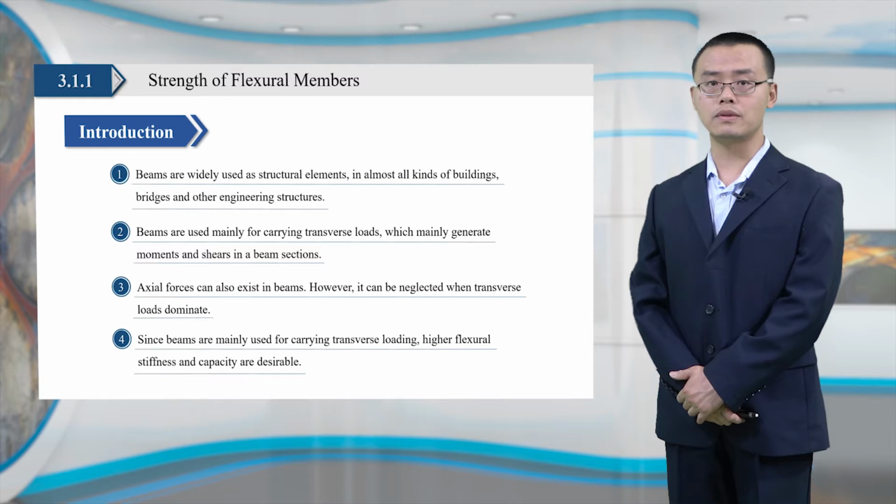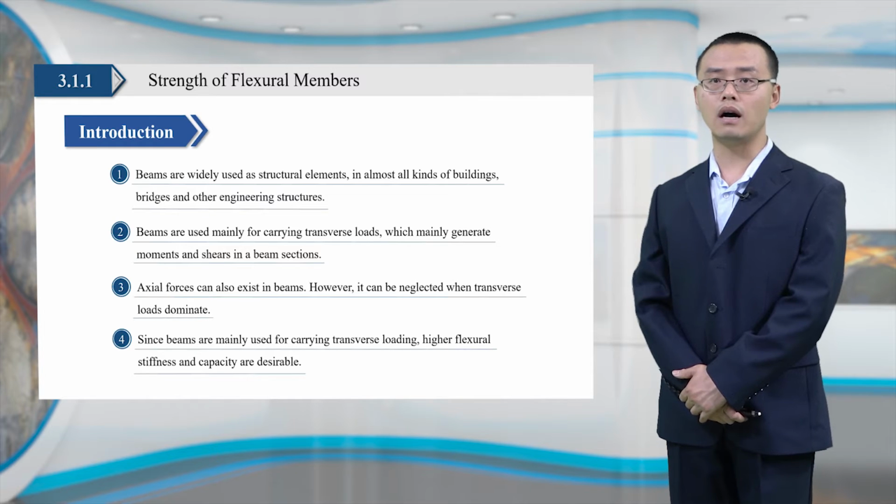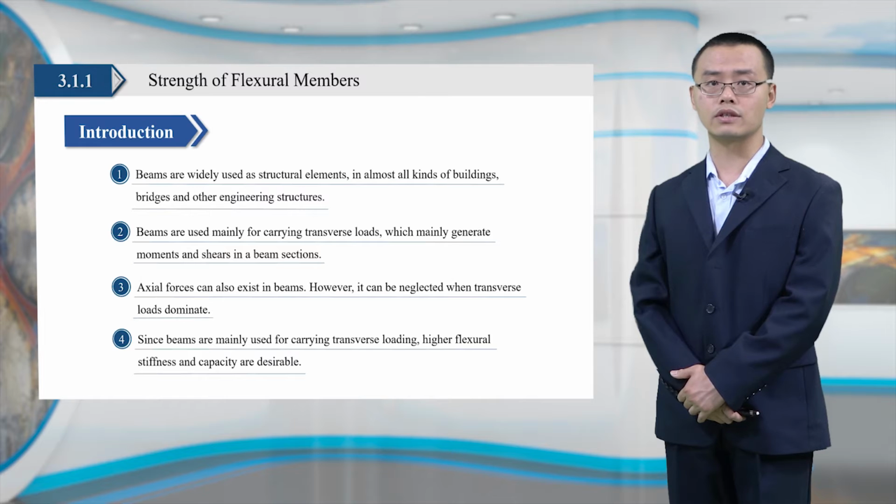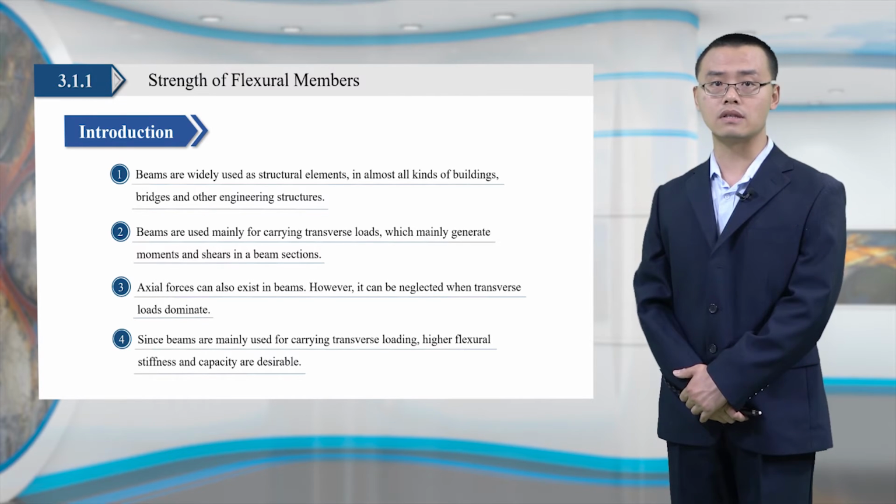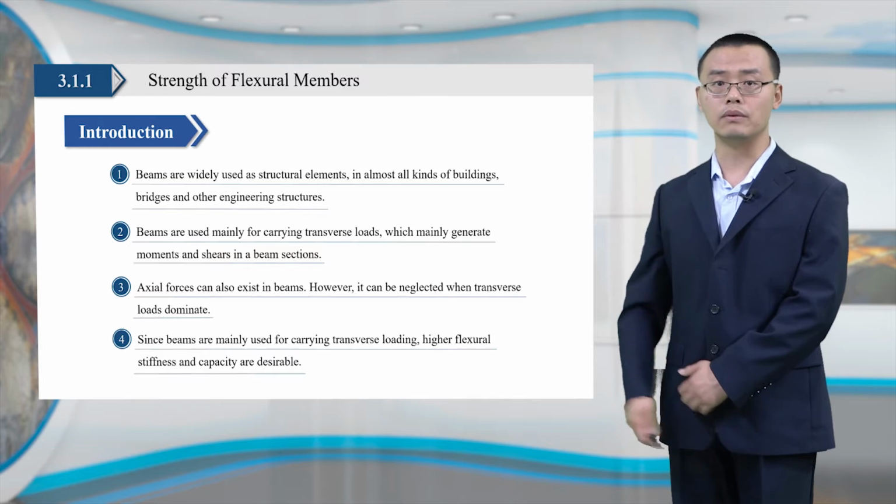Beams are widely used as structural elements in almost all kinds of buildings, bridges, and other engineering structures. Beams are used mainly for carrying transverse loads, which mainly generate moments and shears in a beam section. Axial forces can also exist in beams. However, they can be neglected when transverse loads dominate. Since beams are mainly used for carrying transverse loading, higher flexural stiffness and capacity are desirable.